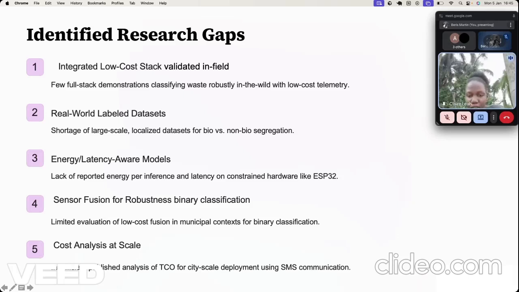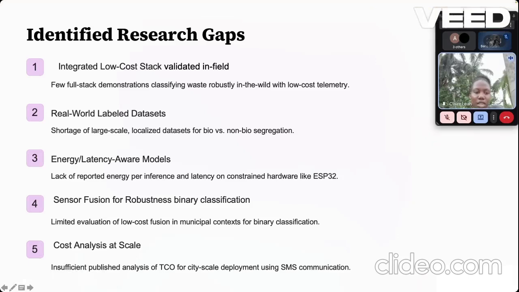And the last one, we have a gap of cost analysis at scale. Here there is limited research that analyzes the total cost of ownership when systems are deployed at city scale, especially when SMS is used instead of continuous data connectivity.